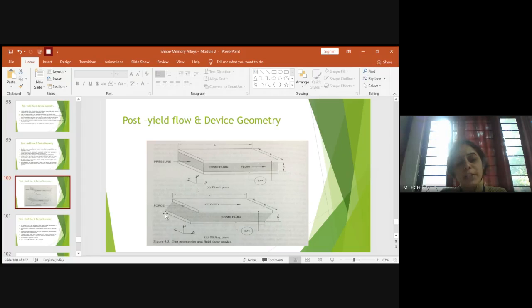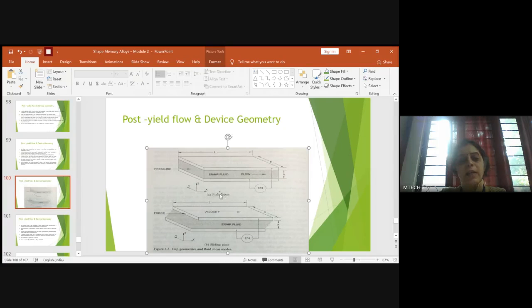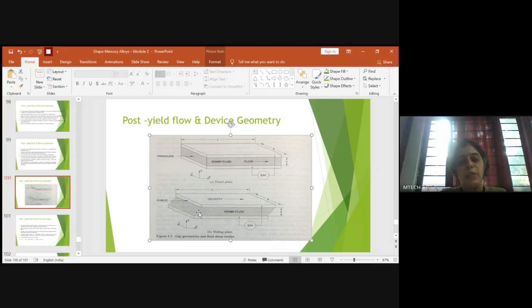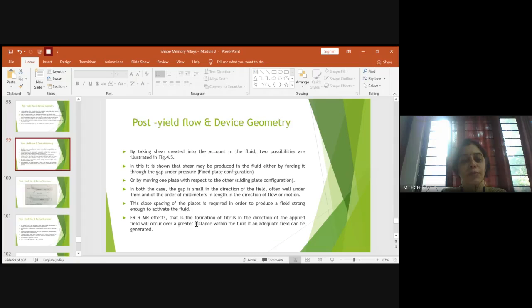When you subject an electrical field over here, you will have the entire length of the fluid film with n number of fibrils: 1, 2, 3, 4, 5, 6, 7, 8, 9, and 10. In between you will have the gaps. The entire length of the fluid will be filled with these fibrils or structures. When the spacing has been filled, it helps to develop a strong enough electric field to activate the fluid.